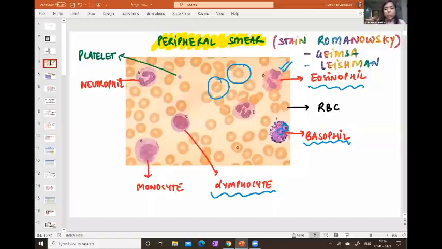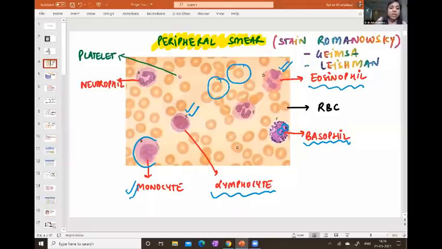So there is a round nucleus, as you can see in this image, and there are no granules in the cytoplasm. Then we have a monocyte. It's the largest cell in the blood, right? And a very important point to note here is that it has a kidney-shaped nucleus. We can identify a kidney-shaped nucleus, right?